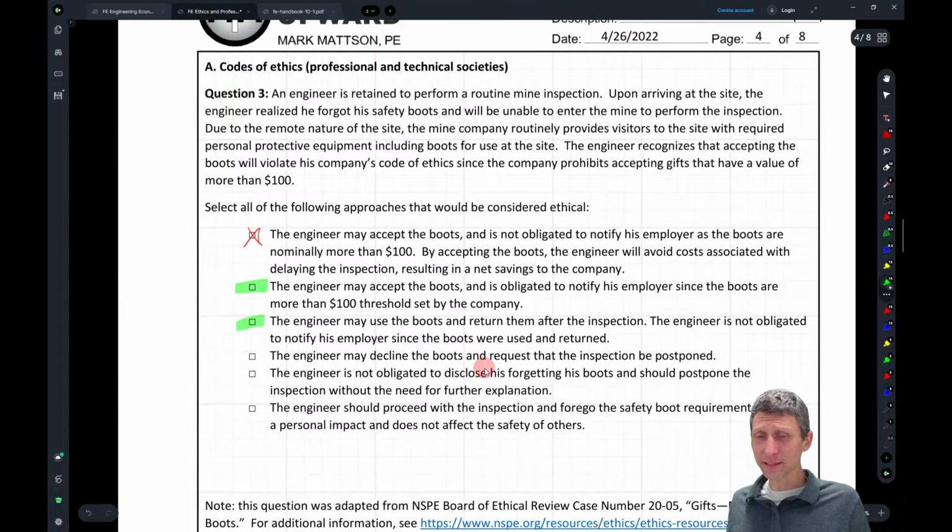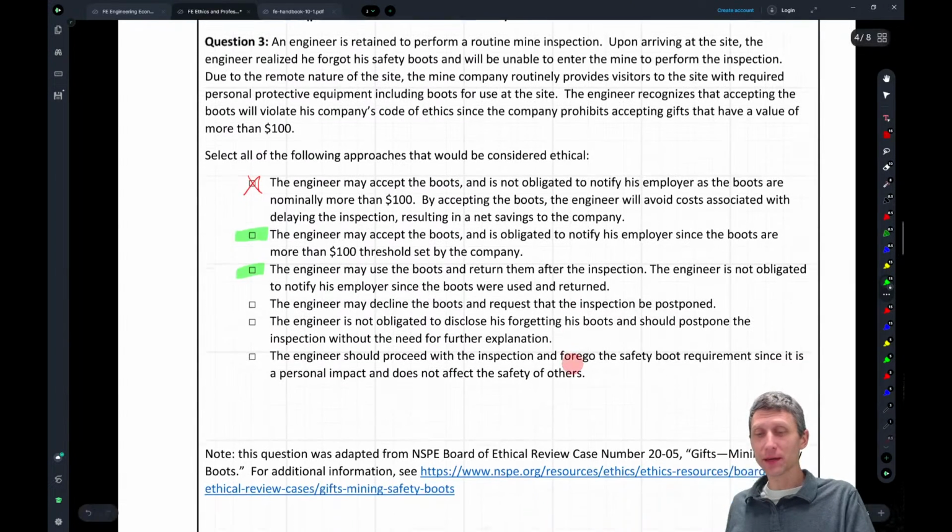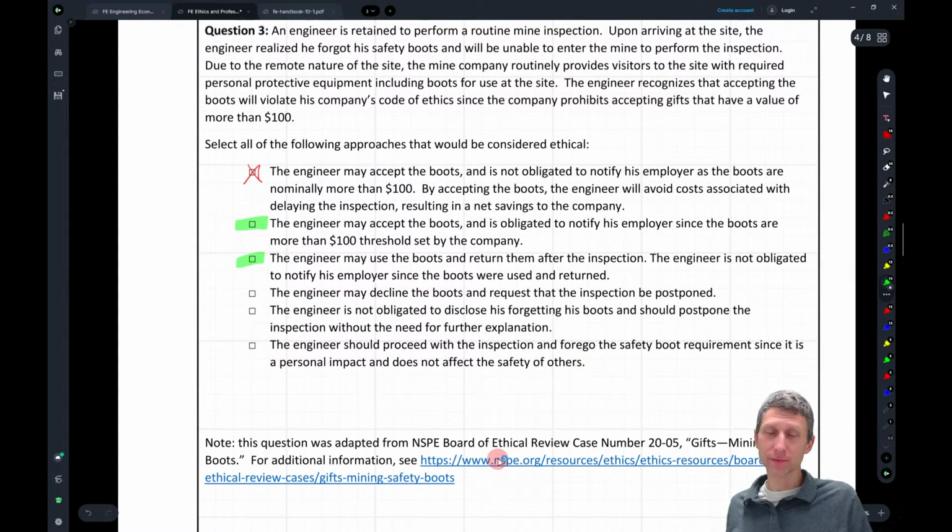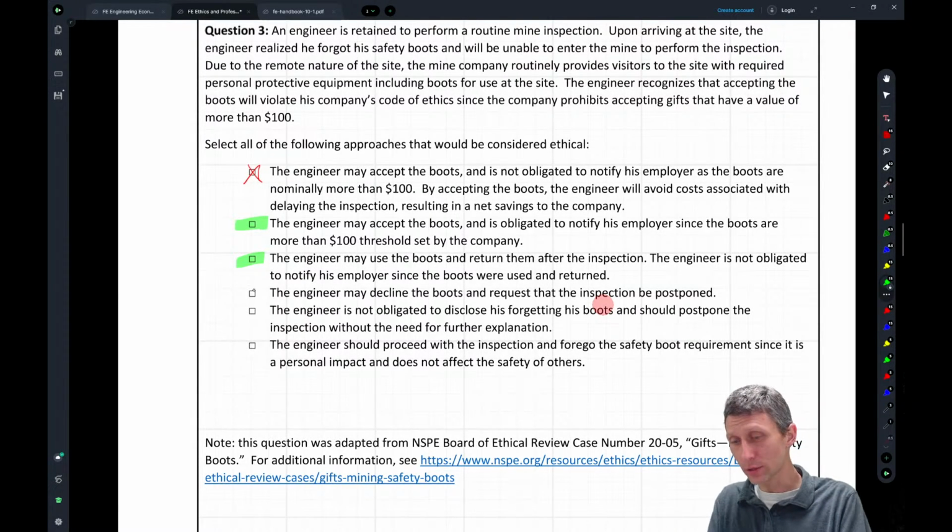Is it ethical to decline the boots and postpone the inspection? Honestly, it is. And that's one thing. If you go to the NSPE Board of Ethics, they have a similar case in here, and they say it is actually ethical. If you have a, man, this is rough, I don't want to violate my company's policy. I screwed up. I'm going to eat this day. I'm going to report to my employer that, hey, I probably shouldn't even be paid for this day, or I'm going to go do other work, and we're not going to charge you for this time. Then yeah, let's do that and make it work.